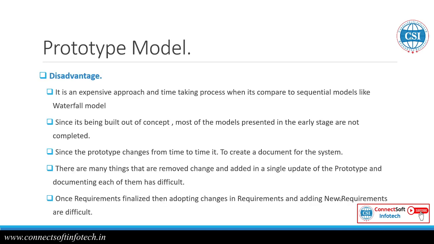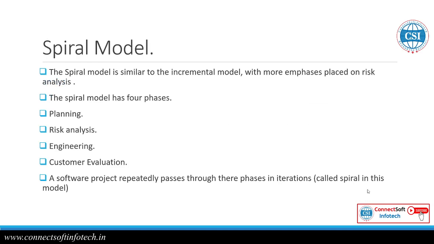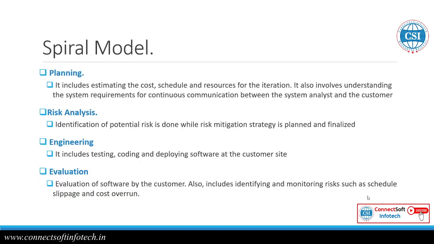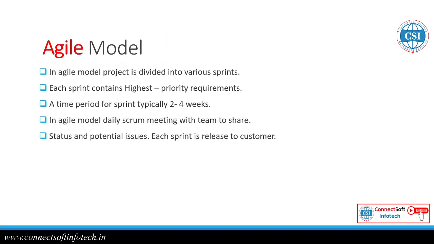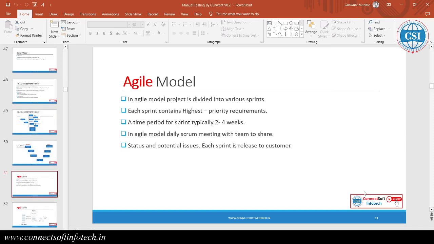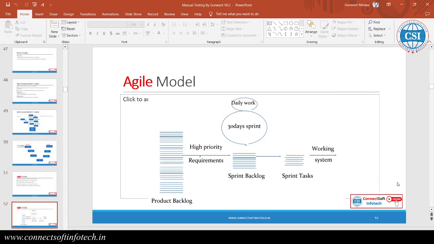Okay. So in the next class, we are going to see the other models: spiral model, which is very interesting, RAD model and V model, and then we start with the agile process. Okay. So this agile is very, very important for interview questions. Okay. So the agile process is very important.